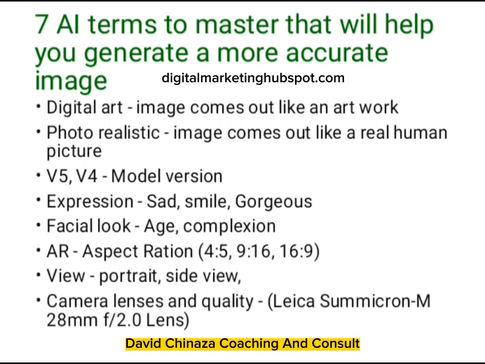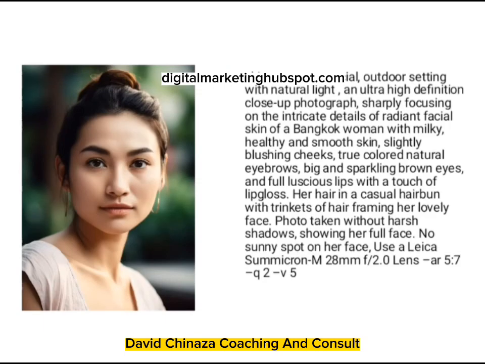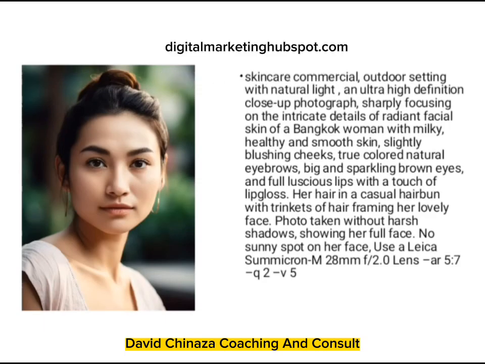Another way to master these terms is by understanding other prompts. Now we have this. If you observe, this person specified the camera quality, specified the aspect ratio, specified the version, and other things. Here it says ultra high definition, so the person specified the quality he or she really wants.